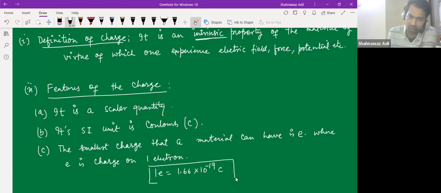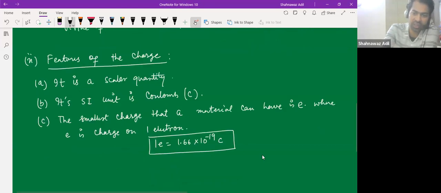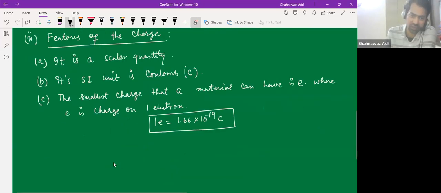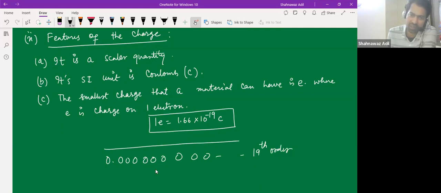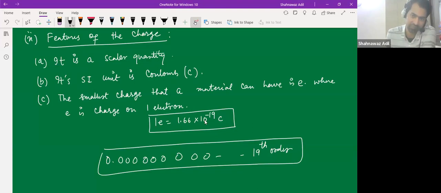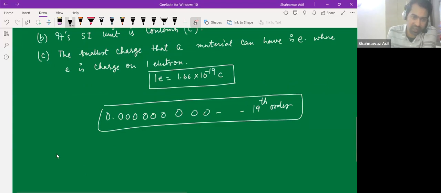So this is the smallest charge that a material can have, right? So this is how much? 10 to the power minus 19. So this is 0.0000, and you go to the 19th order. So this is the small charge on the material, right?